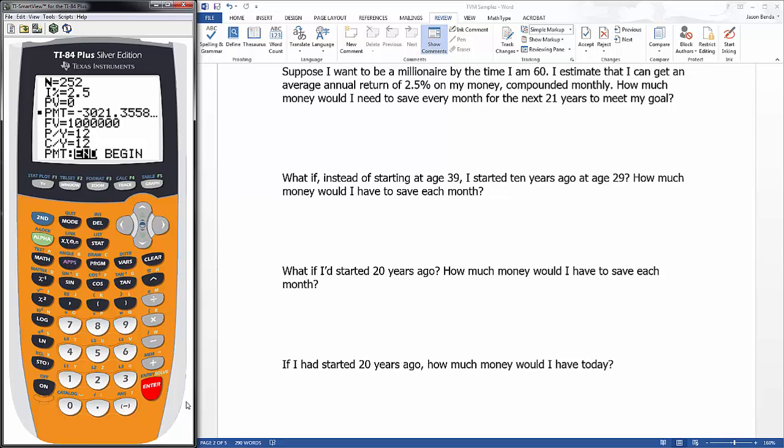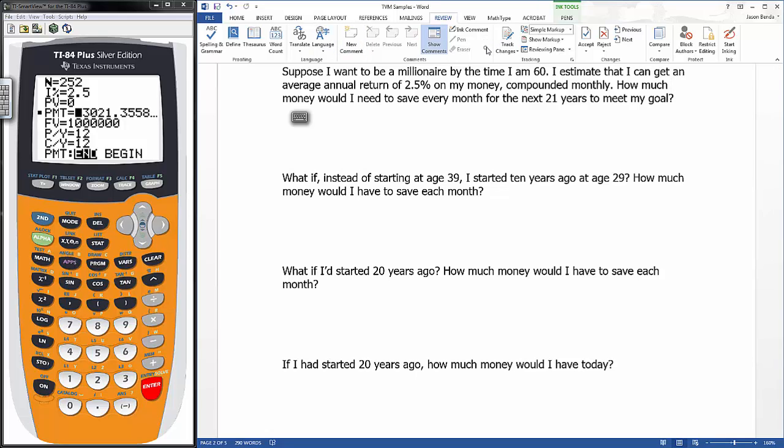Now it says negative. This is sort of a bug in the TVM solver. Payment and future value are always going to have opposite signs. So it says I need to pay $3,021.36 a month. So let me write that down.